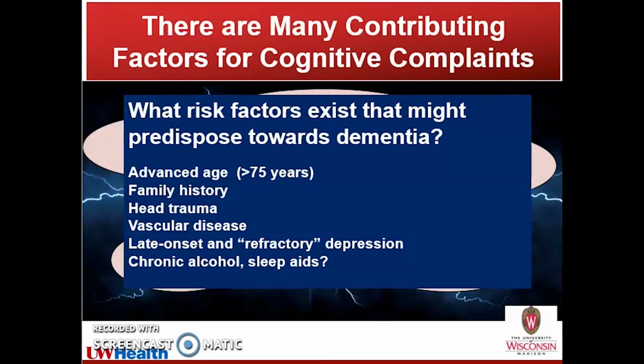It's valuable to understand, does a person have a family history of some form of dementia or memory problem? Have they had significant head trauma or loss of consciousness earlier in life? Do they have established vascular disease? And this may or may not include cerebrovascular events such as stroke. Have they had onset of depression in later life? And does this depression seem to be hard to respond to treatment? And finally, are they using various substances, alcohol or chronic use of hypnotics or sleep aids, since all of these things seem to contribute towards increased dementia?